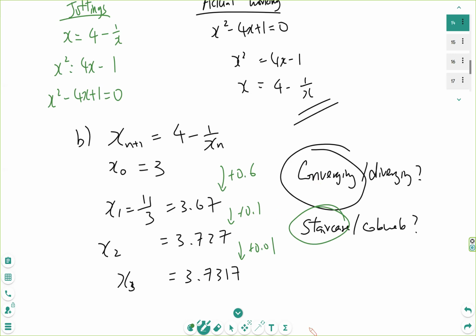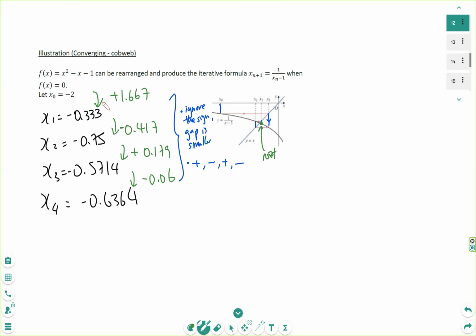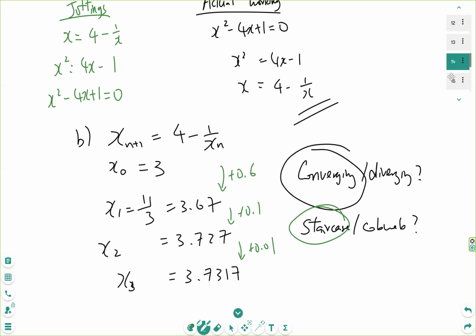Okay, a cobweb will mean we are fluctuating numbers. The gap will be adding and then subtracting, adding, subtracting. So like a spider, back and forth.